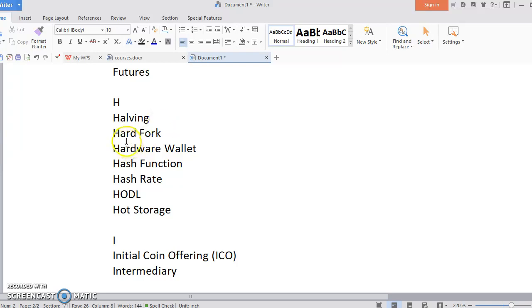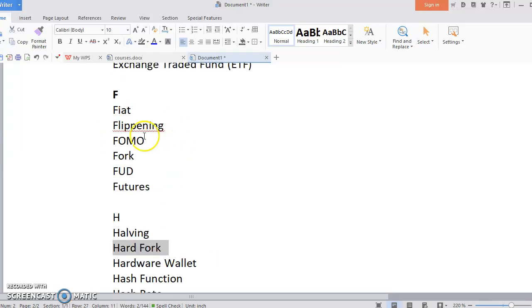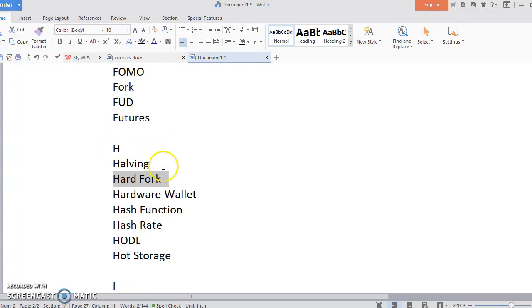Then what is a hard fork? We've seen forks. Forks have to do with changes we make to the software. Now a hard fork is a change that we make to the software that is not backwardly compatible. So what does this mean? It means you make a change to the code, and now the change is irreversible.